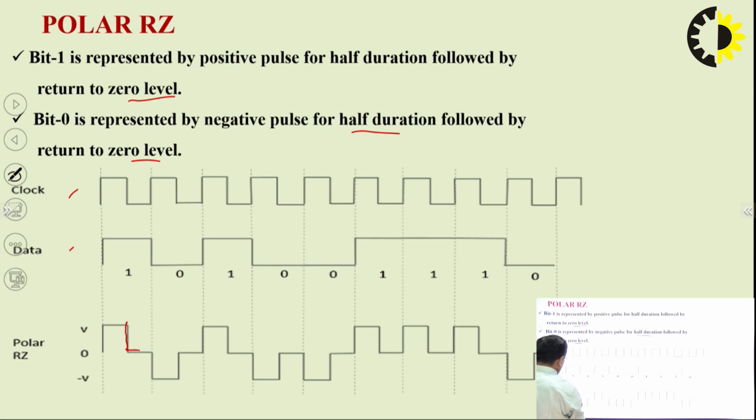Okay. Again it remains 0. Again it will go to positive half, minus V for half duration, and the other half duration return to 0 and remains at 0. Similarly here. Okay, so this is our Polar RZ waveform, Polar RZ line coding.